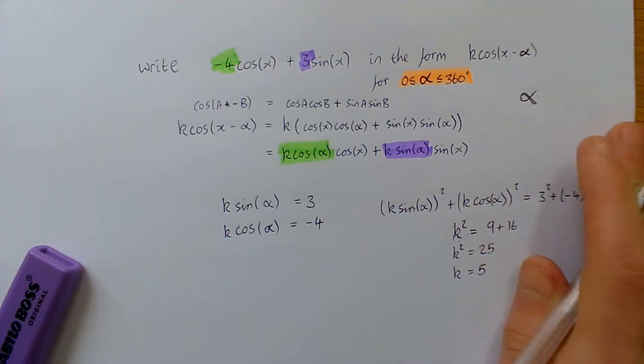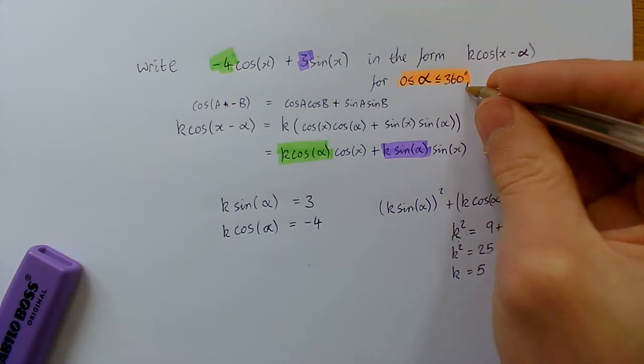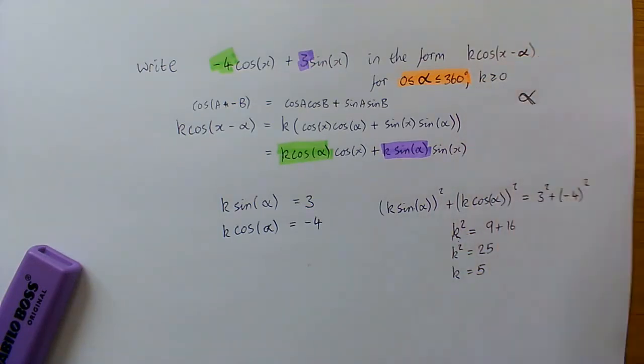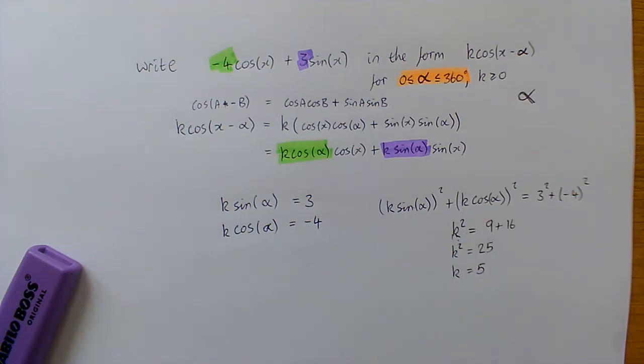The other detail in my question, which might well, or should have been there, is that k is greater than or equal to 0. So this should be a positive 5. I should have put that detail up in the question to start with. Apologies, it will be there for the next few. Now, that's got us our k value.